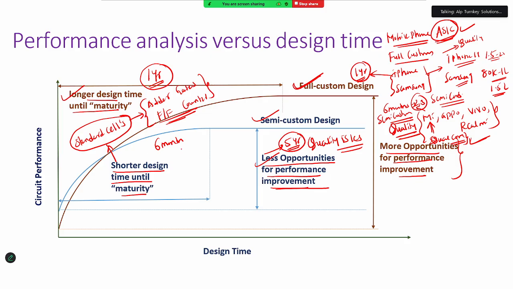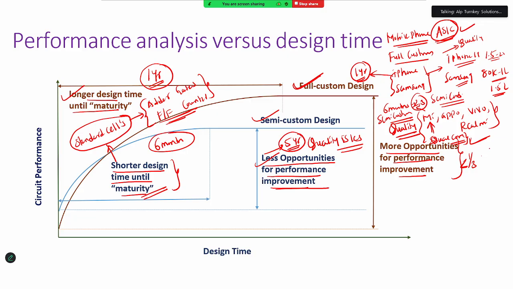So time to market, shorter design time is there. Here, full custom, is longer. It will take 1 year, and semi custom will take 6 months of time. So this follows semi-custom design. And the cost is also one third less than full custom.